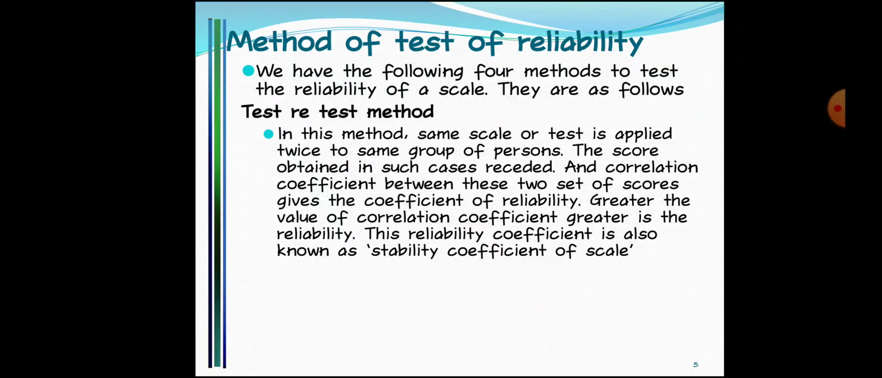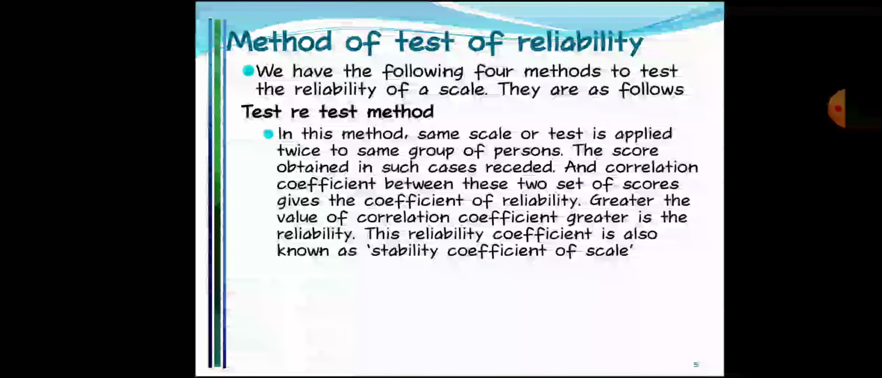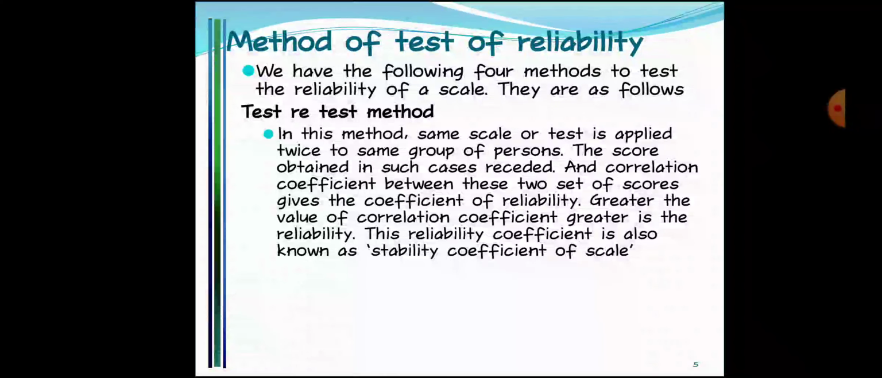They are as follows. Test-retest method. In this method, the same scale or test is applied twice to the same group of persons. The scores obtained in such cases are recorded, and the correlation coefficient between these two sets of scores gives the coefficient of reliability. The greater the value of the correlation coefficient, the greater is the reliability. This reliability coefficient is also known as the stability coefficient of the scale.